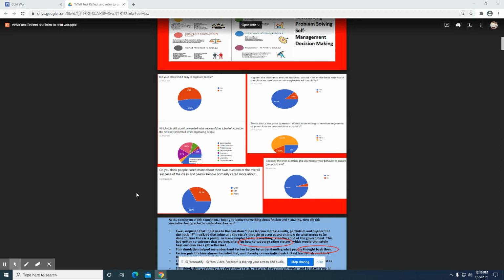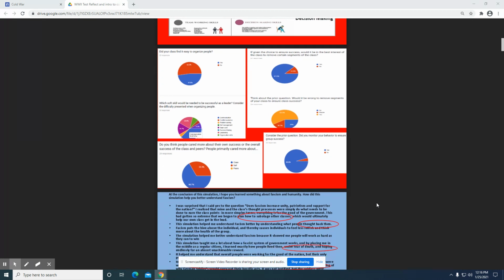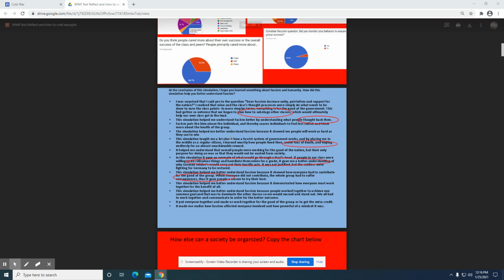Do you think people care more about their own success or overall success of the class and peers? People primarily cared about class. Think about that simulation and what you did, and how the simulation helped you better understand society, fascism, as well as World War II. Here you see some of the responses to this question.